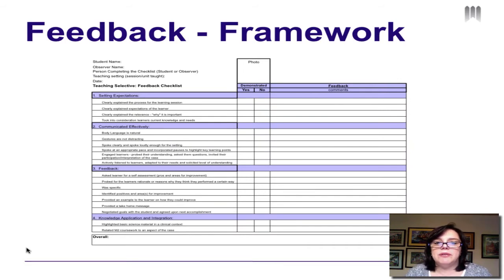So we have this spelled out in the Teaching Selective with a checklist. The checklist has 4 components. It has a setting expectations section, a communicating effectively section, a feedback criteria area, and the knowledge application and integration. What we're going to ask you to do is to complete this checklist when you're observing the student teach, and then sit down with them and have them bring the checklist as well, have them think about how well they did, and then have a discussion about their performance and come to some agreement on what the next steps for them are in their teaching.